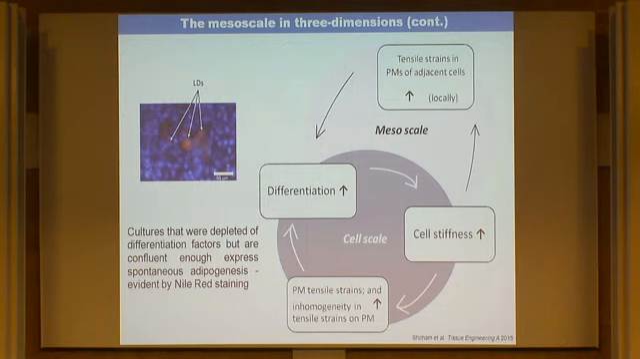So you could basically schematically describe the processes here at the cell scale and at the mesoscale with the following components. First of all, there is differentiation, which means that there are more lipid droplets, and the lipid droplets growing bigger increases the cell stiffness, and that increases the tensile strains or the stressors in the plasma membrane and the inhomogeneity in the tensile strains, and that also reflects to neighboring cells.